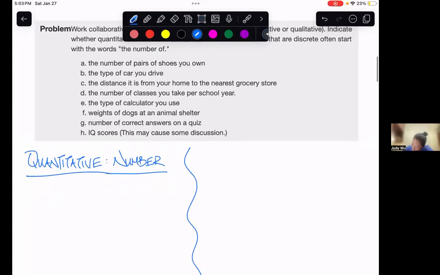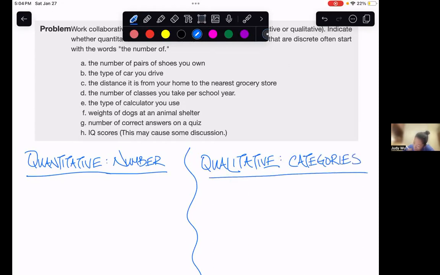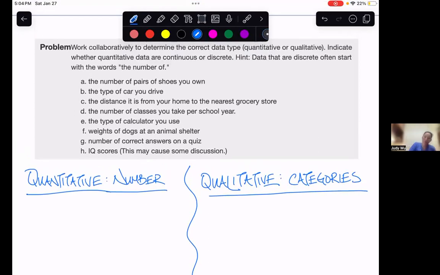In contrast, we have something called a qualitative data type. And another word for qualitative is categorical. And so I like to think that we have sort of categories of things that we are trying to explore, okay? So next to qualitative, let's write categories.